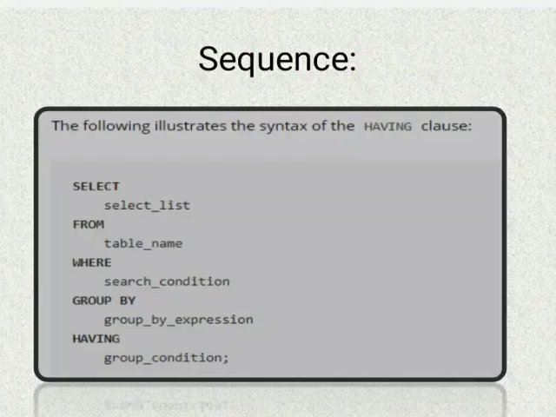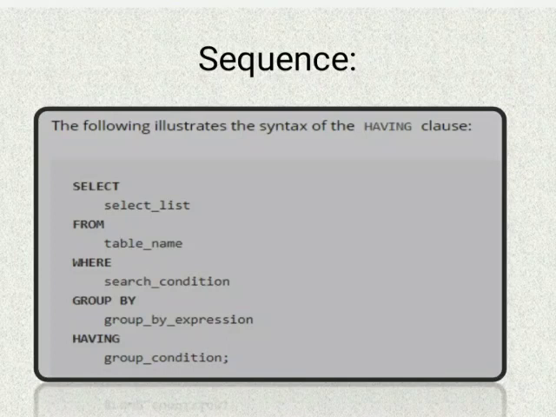Now let us learn how to write having in the MySQL query. We have to remember the sequence. The sequence is always like that: first you have to write select, from, where, group by and having. So I cannot change the sequence.